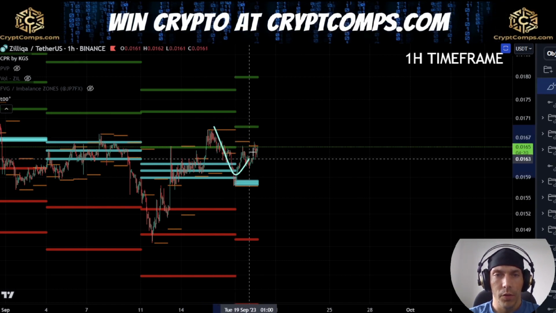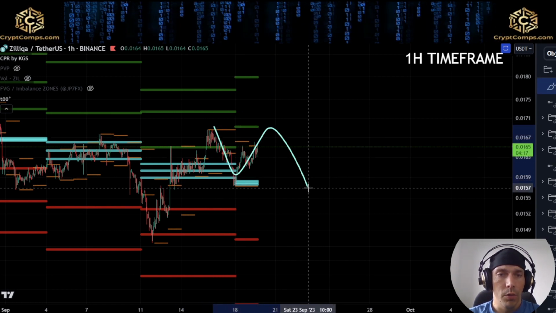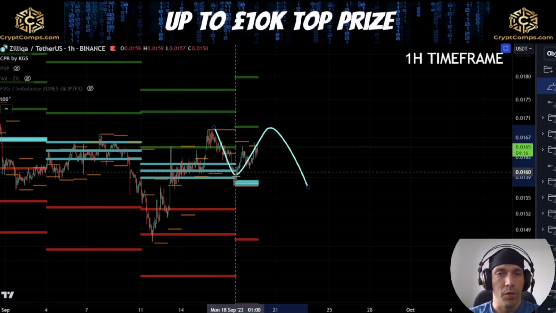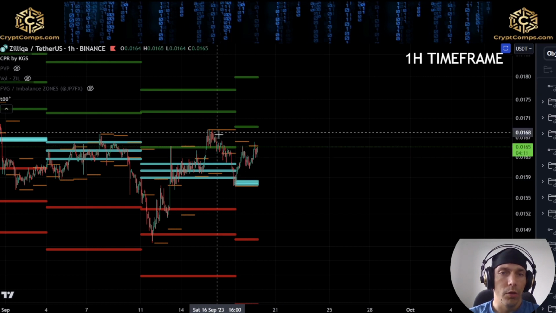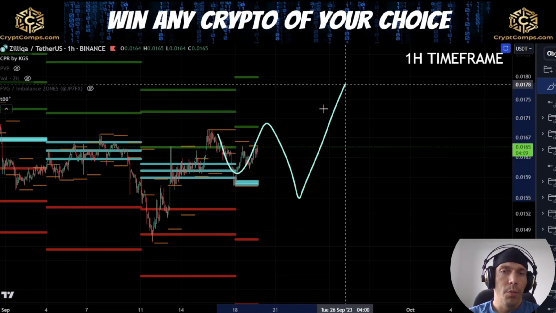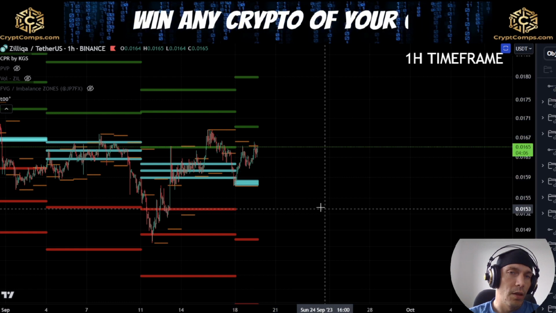Now, if we're looking at this as a bigger corrective structure, we could still see price do something like this, where we see price move up here and then still look to move down and take these lows, looking to sweep the liquidity in that area before looking for that continuation up in that bullish count.